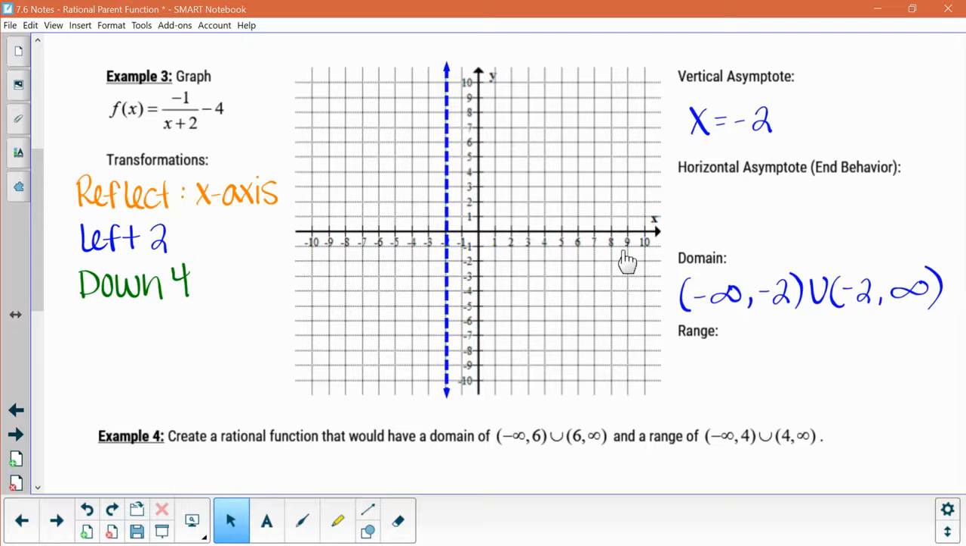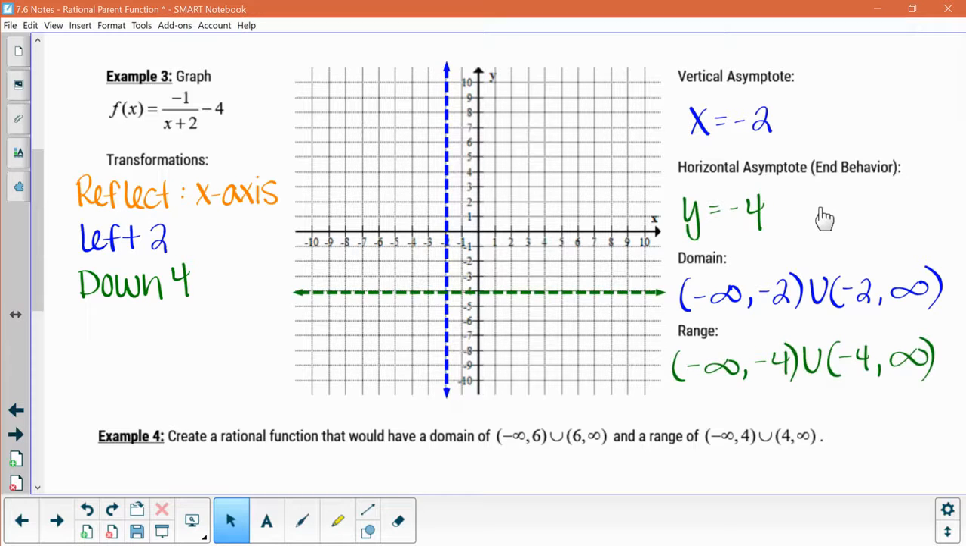And my horizontal asymptote, and I already went and wrote my domain, because if I know my vertical asymptote, I know what my domain is going to be. My horizontal asymptote is going to move down 4, y equals -4. I get negative infinity to -4, union -4 to infinity.